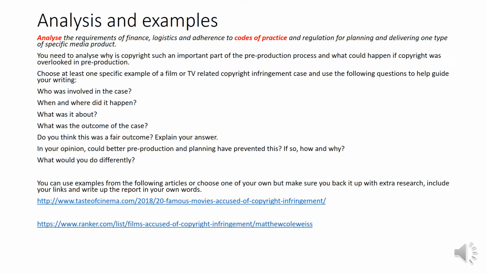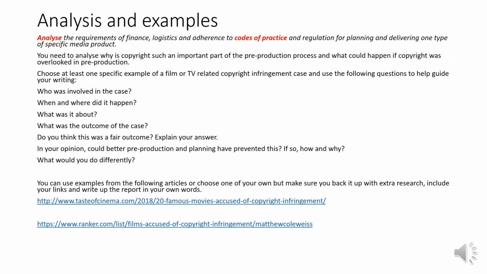So this is what I want you to do. You need to analyse why copyright is such an important part of the pre-production process. And you also need to look at what can happen if copyright is overlooked in the pre-production phase. Now for this, like I said, I want you to look at some case studies.